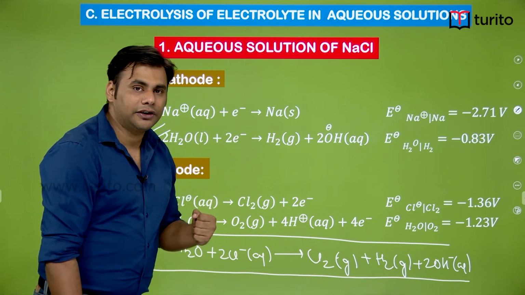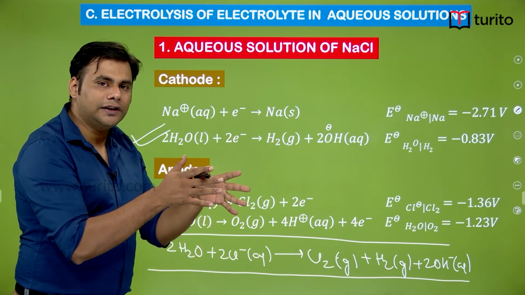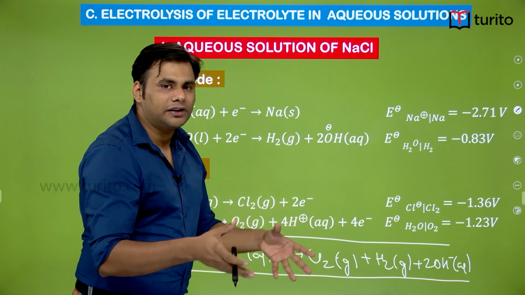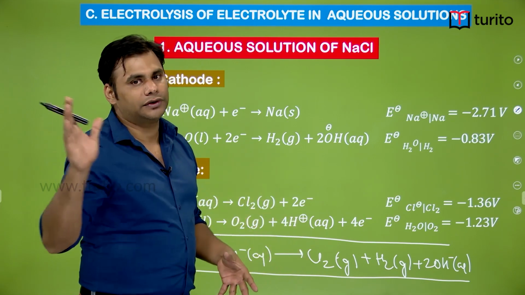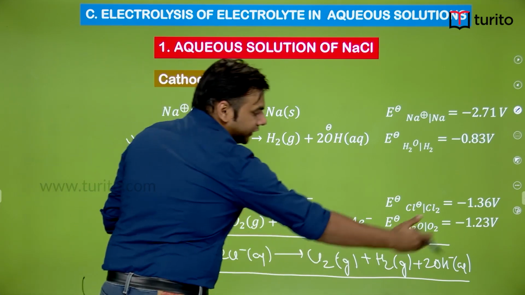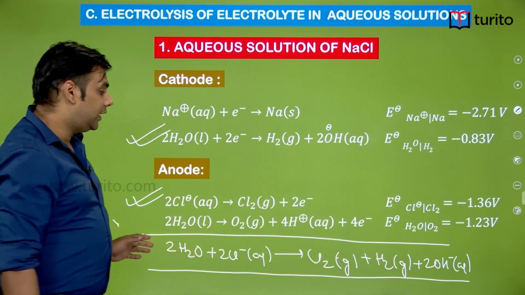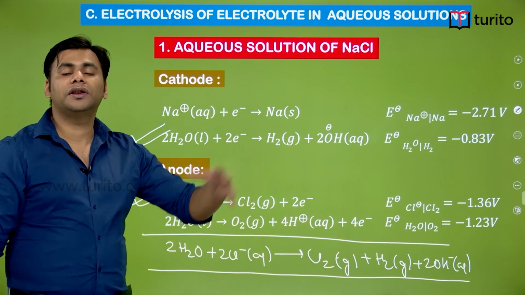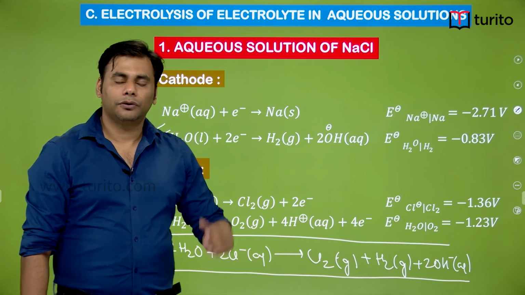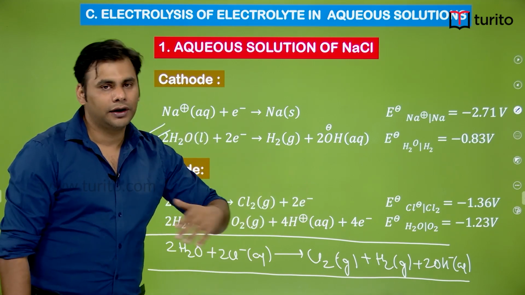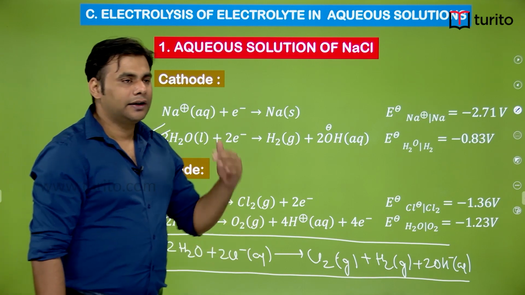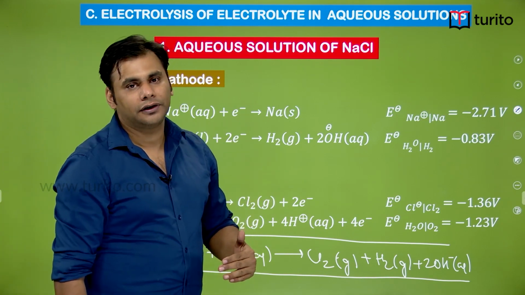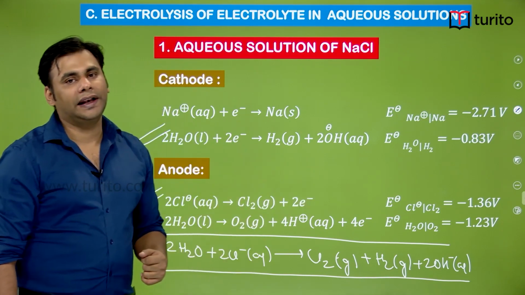The third question that can come is, after electrolysis of NaCl, the solution will have a pH greater than 7, less than 7, or equal to 7. Now if you look at the main reaction, the overall reaction, in this reaction we can see that OH negative is produced in the solution. Now because OH negative is produced, we can very well guess that the solution would become basic. So the pH of this solution would be greater than 7.